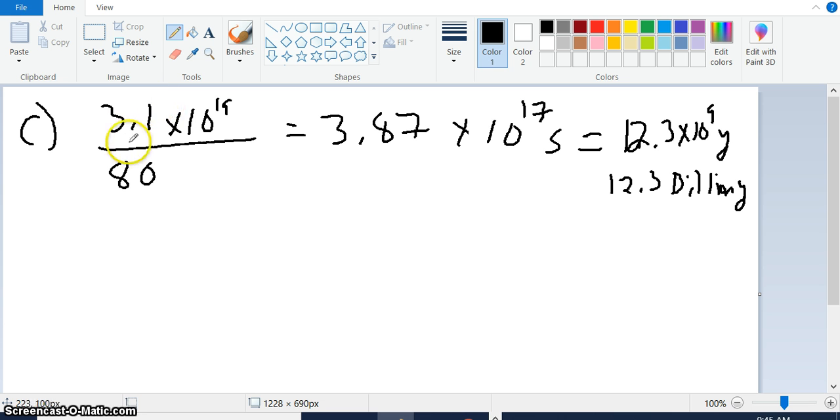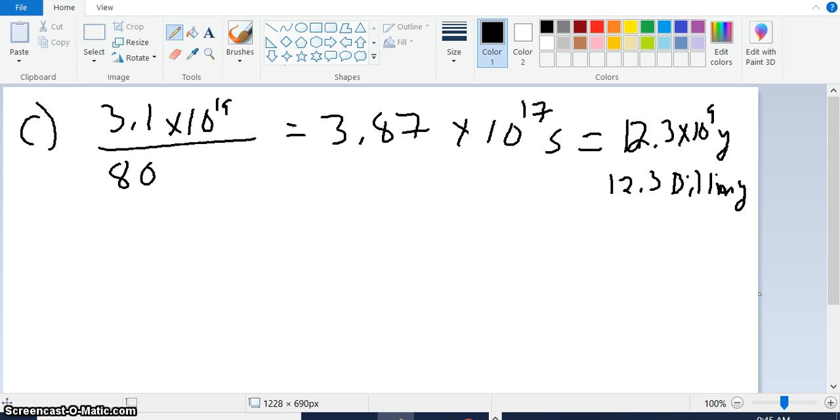All right, so here's the last one. This is taking longer than I wanted it to. Anyhow, 3.1 times 10 to the 19th, remember that's the number of kilometers, divided by 80 kilometers per second. And so it turns out to be 3.87 times 10 to the 17th seconds, which turns out to be about 12.3 billion years. All right, so let's work on the next one.